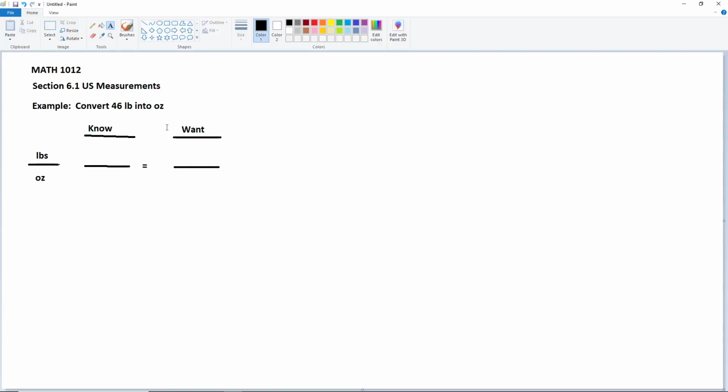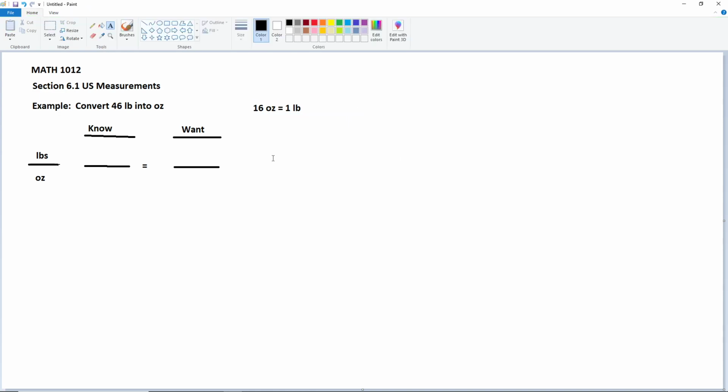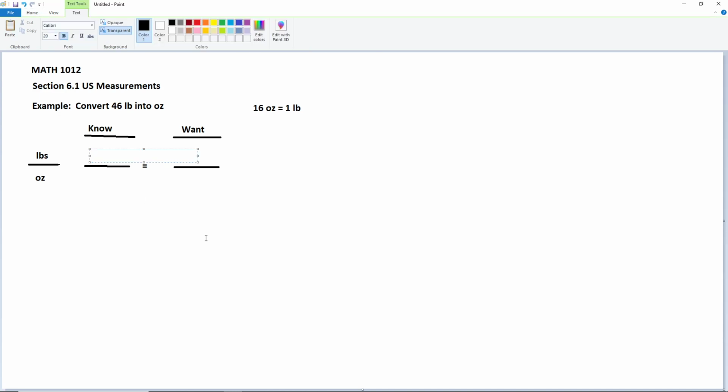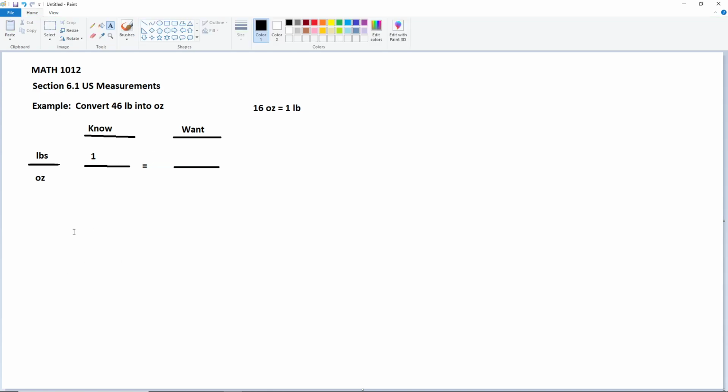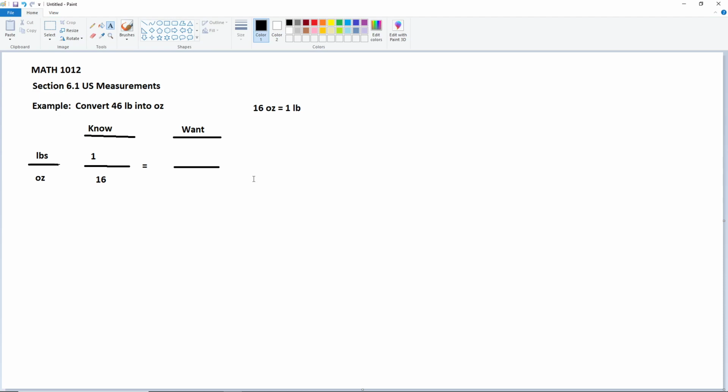So let me go to the other page. And I just kind of remind myself right here that we know 16 ounces equals 1 pound. That's the relationship that we know of. When you know something, you can put it into the first fraction. Now, what does it say? Pound over ounce. So the first one would be, we know 1 pound equals 16 ounces, just like that.